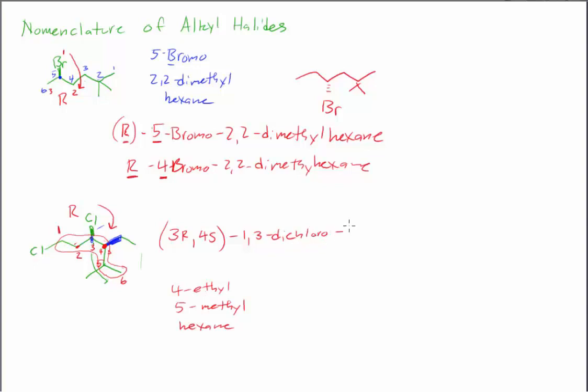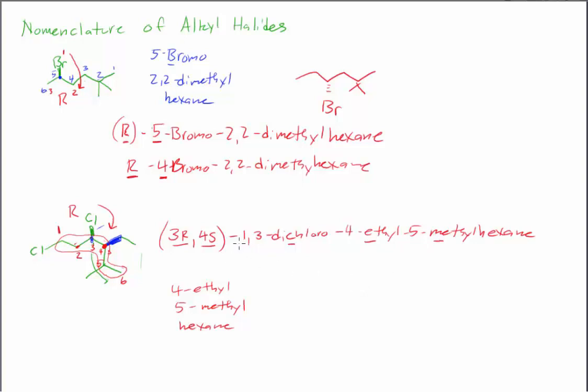So I alphabetize these again: 4-ethyl, 5-methyl, hexane. So you'll notice that my stereocenters are indicated with their location and their configuration, and then I have alphabetized by C, E, and M.